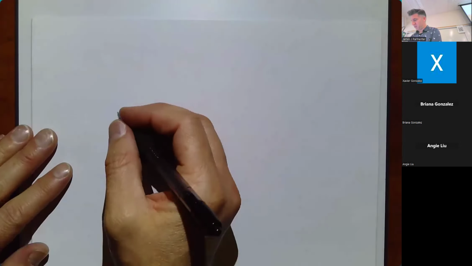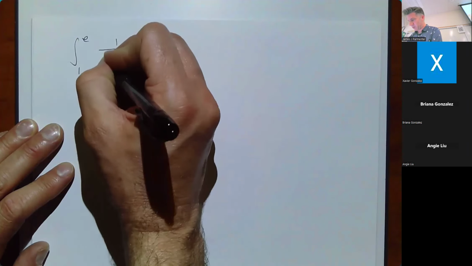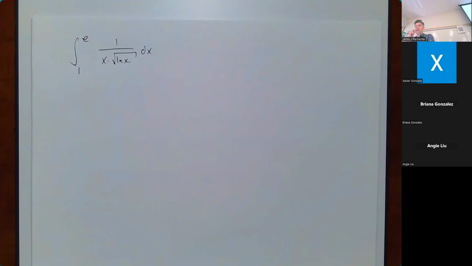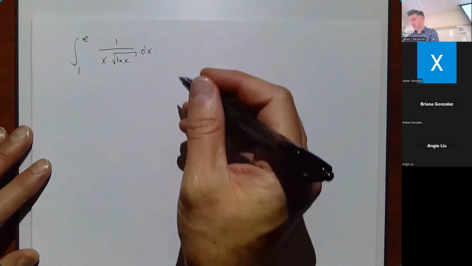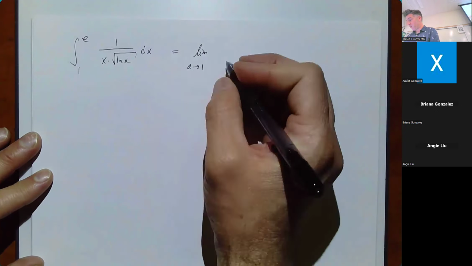So let's look at another example. This is fun. The integral from 1 to e of 1 over x times the square root of the natural log of x dx. And if you weren't looking super carefully, you might not notice where this integral is improper. But it definitely is. If you plug in 1, the natural log of 1 is equal to 0, and that's going to be a problem because you're going to have division by 0. So we're going to rewrite this as the limit as a approaches 1 from the right-hand side.